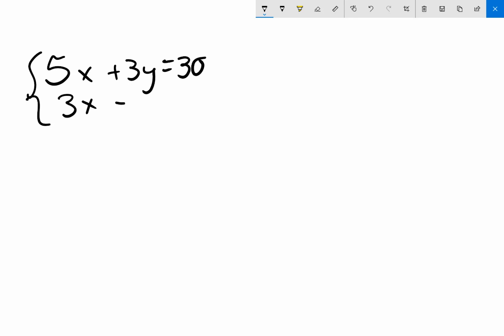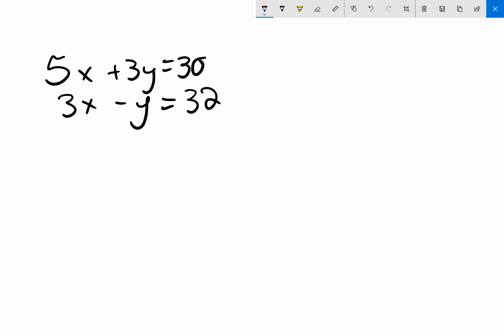Now we're going to solve using elimination. So this is where a lot of interesting things happen. So we have the system 5x plus 3y equals 30, and 3x minus y equals 32. So I'm going to solve this using elimination.